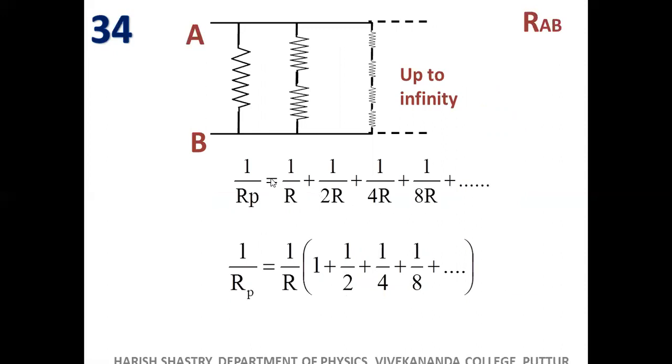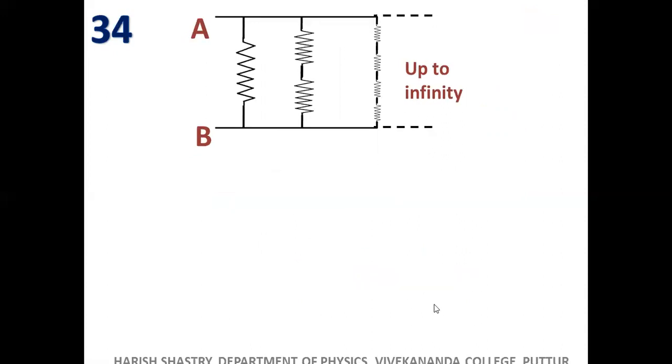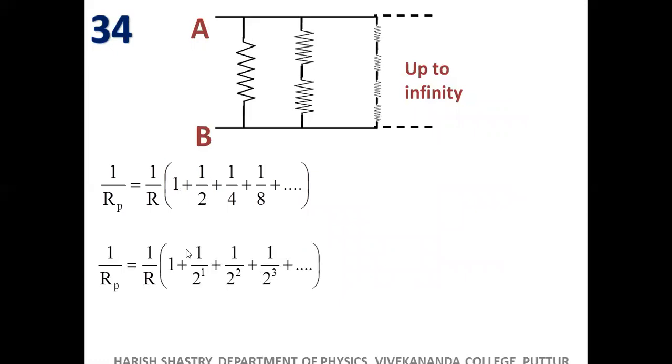1 by Rp is equal to 1 by R, 1 plus 1 by 2, 1 by 4, 1 by 8, and so on. Now, this is a geometric progression, right? Mathematics now. First term is 1. Common ratio is half. I can write it like this, right? 1 by R into 1 plus 1 by 2 to the power 1, 1 by 2 to the power 2, 1 by 2 to the power 3. 1 by 2 is the common ratio.